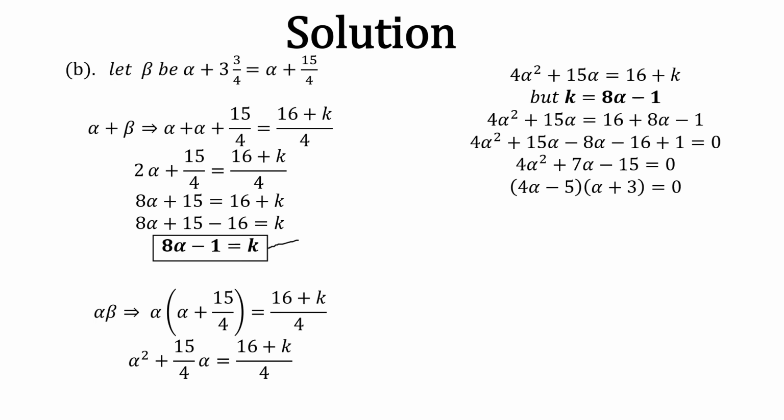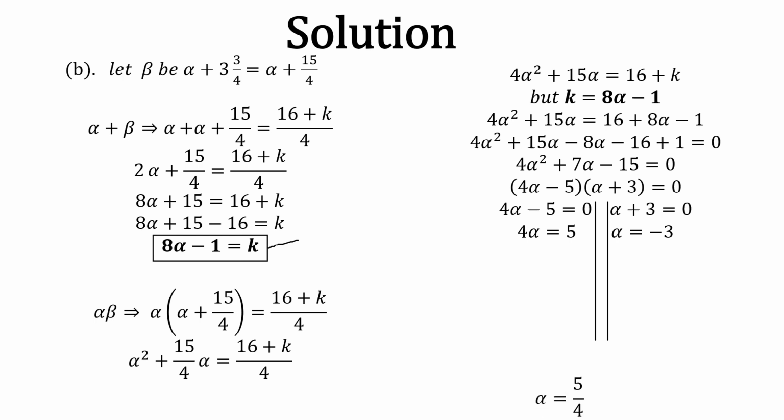So for each of them, you can see 4 alpha minus 5 is equal to 0, and alpha plus 3 is equal to 0. Alpha is equal to minus 3. Now let's come back to 4 alpha. So 4 alpha is equal to 5. Divide through by 4. Alpha is equal to 5 over 4.